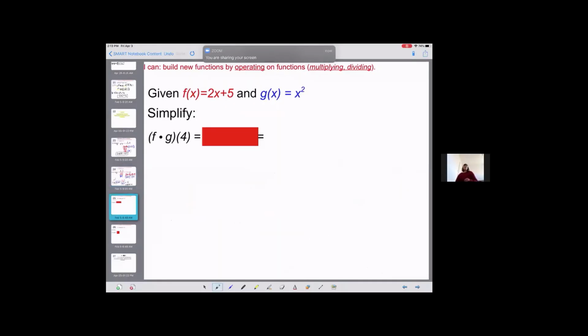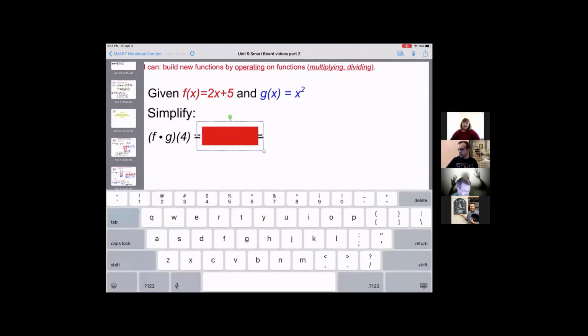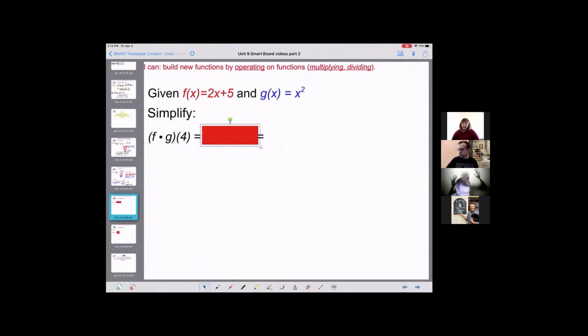But they can't all be that easy. f of x is 2x plus 5, and g of x is x squared. This is the first time that we've dealt with an exponent when we are adding, subtracting, or in this case, multiplying our functions. We have f times g of 4, and how could we write that? As f of 4 times g of 4.